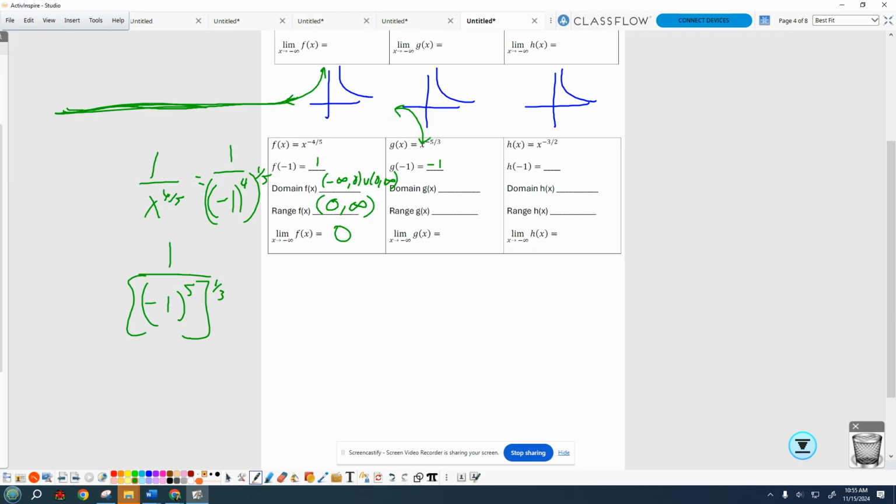What's the domain? Negative infinity to 0. Same as the last. What's the range? Negative infinity to 0. Same thing. Okay? Left end behavior? 0.